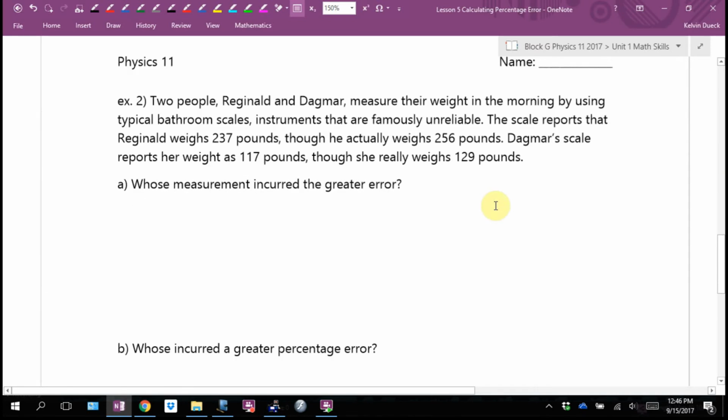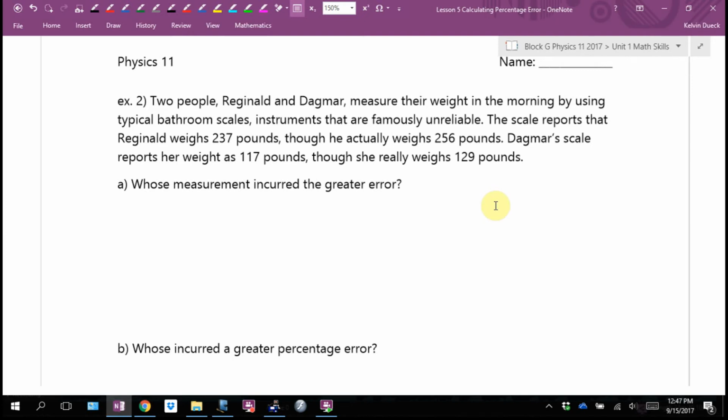Example 2. 2 people, wow, I was making up weird names, Reginald and Dagmar, measure their weight in the morning by using typical bathroom scales. And you should know this. Bathroom scales are famously very, very unreliable. The scale reports that Reginald weighs 237 pounds, although he actually weighs 256 pounds. Dagmar's scale reports her weight is 117 pounds, even though she really weighs 129 pounds. Whose measurement incurred the greater error?